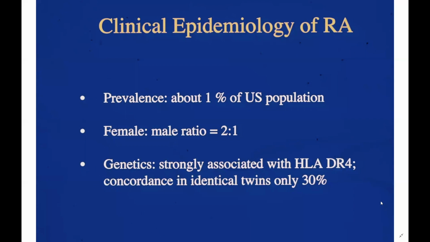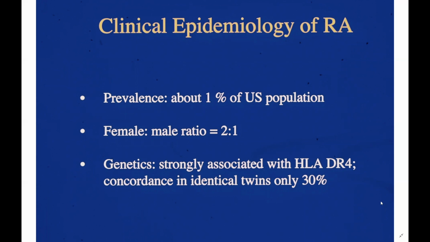Okay. Probably the most common inflammatory arthritis in this country is rheumatoid arthritis. It was originally described around 1906 and separated out from osteoarthritis. It's fairly common. It affects about 1% of the US population, which would be about 3 million people. The female-male ratio is 2 to 1.